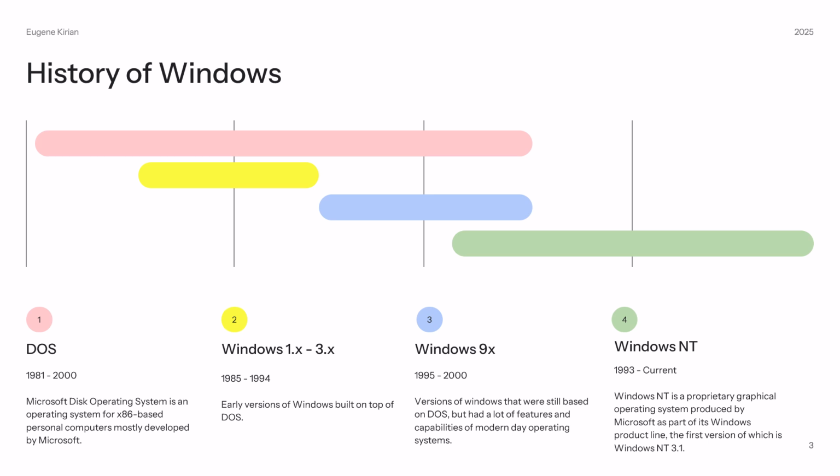And finally, there is the Windows NT line, which marked a major shift toward a more robust and secure operating system in comparison to DOS and DOS-based versions. Windows NT debuted in 1993 and is still the foundation for modern versions of Windows today, including the most recent Windows 10 and Windows 11, as well as the server versions.